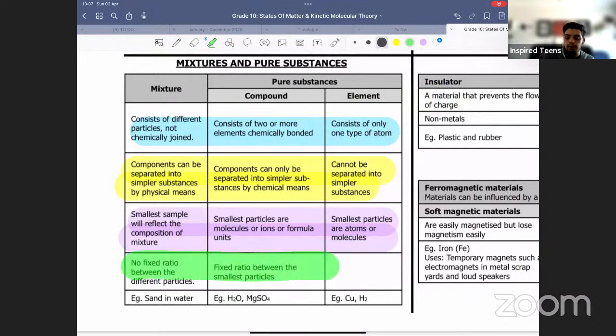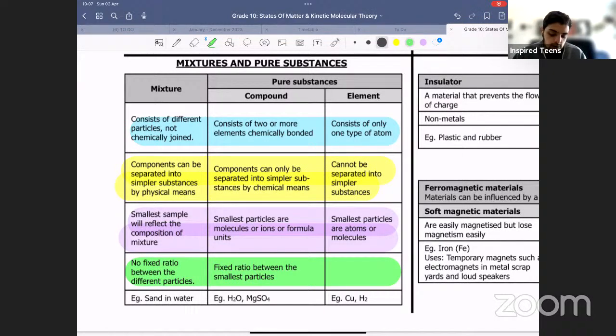Okay, so firstly, for mixtures, there's no fixed ratio between the different particles. But for compounds, there's a fixed ratio between the smallest particles. If we look at an example, sand in water, there's no fixed ratio to how much sand you're having and how much water and so on. But if we look at a compound like H2O, for example, there is a certain amount of hydrogens for a certain amount of oxygens.